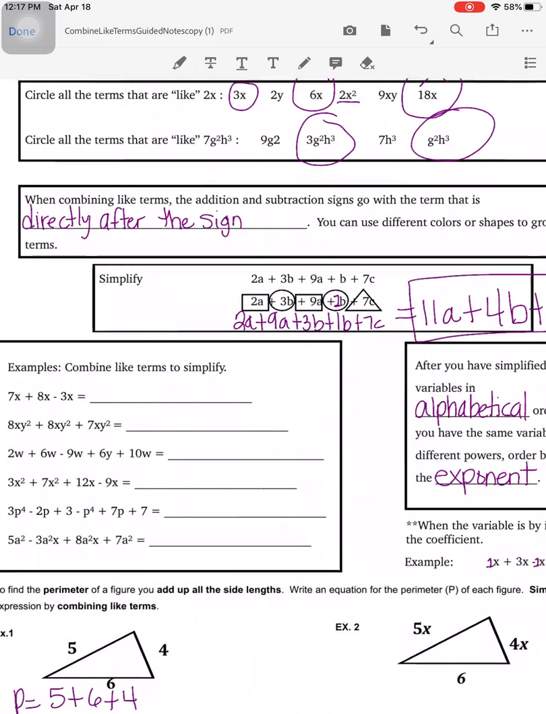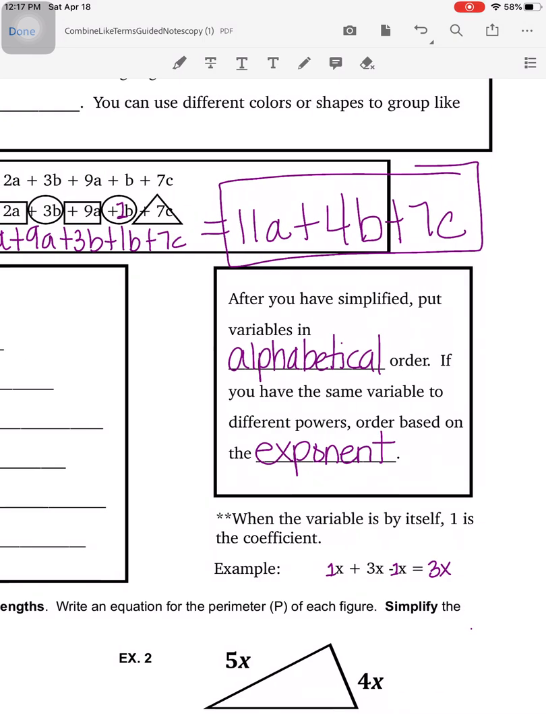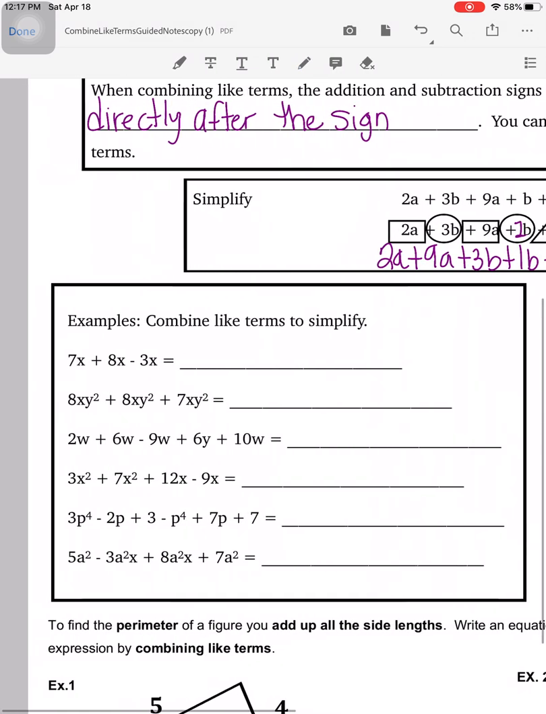All right, so here are some other examples. And before we do those, it says after you have simplified, put variables in alphabetical order. So as you can see up here, I put A, B, and C in order. Okay, so in alphabetical order, if you have the same variable with two different powers, then you will order them on the exponents. Okay, so you would go from the highest to the lowest. All right, so let's look at some examples.